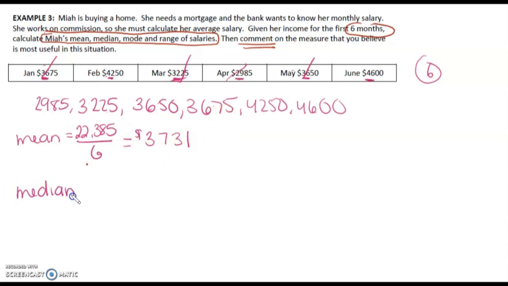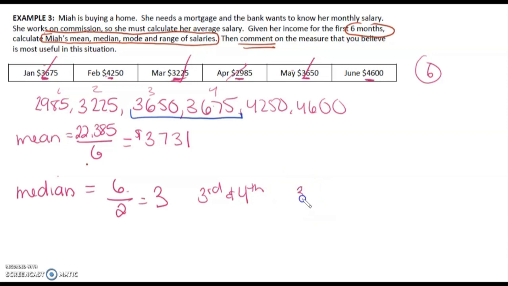Okay, and the median, we would do 6 divided by 2, so we get 3. So we're going to take the third and the fourth numbers. So 1, 2, 3, 4. We're going to take these two because they're both the middle number, and we are going to add them both up, so 3650 and 3675, and divide them by 2. So I get 7325 if you want to see that work. So I get a median of 3,662.50.